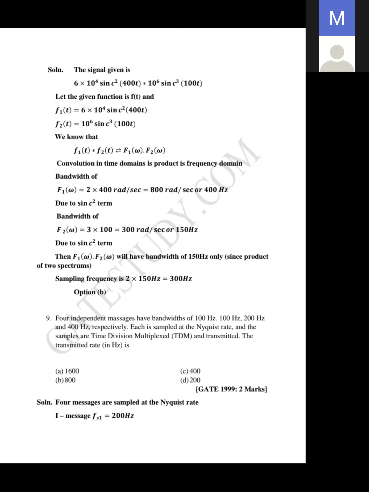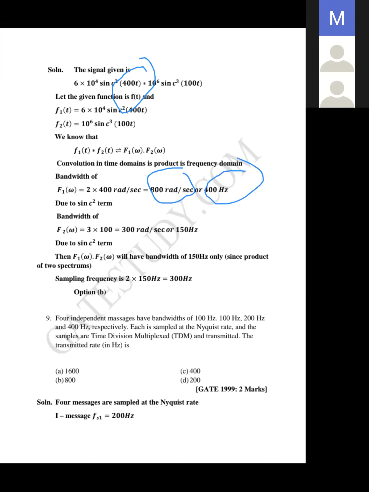The bandwidth of f1 of w is given as 2 into 400 radians per second, because here everything is in radians per second. That's why 2 into 400 radians per second, which gives 800 radians per second. If we want to convert this into hertz, we divide by 2 and get 400 hertz.